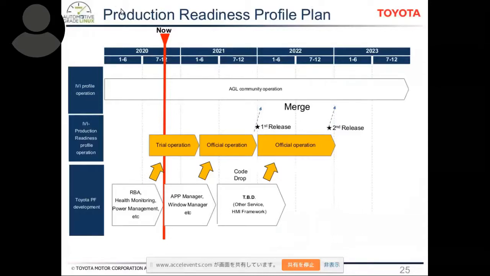Thank you for your question, Jan Simon. The timeline is shown in this slide, I think. We plan to commit. As you know, we are disclosing fast commit, and during trial operation, we will commit some health monitoring, firmware management, RBA, and in the next phase, we will continue to contribute more other services, including application manager, window manager, and so on.